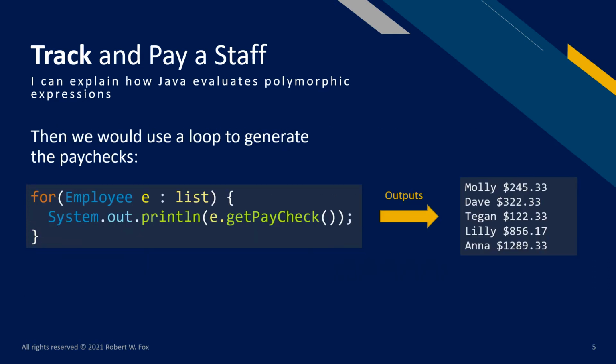Now that we have an ArrayList of Employees, we'd like to pay them all. And so what we do is we have a loop where we say for each Employee e in the list, println e.getPaycheck. And the getPaycheck method will return a string containing the name and how much the employee gets paid. And you can see the output of that on the right. The question is, how does this work? When we say e.getPaycheck, how does Java know which getPaycheck method to call? After all, there's one in the superclass Employee, but there's also ones in the subclasses that are overridden. And so what does Java do with all that, and how do we make sure we get the right output? This is what we're going to unpack on the next slides.